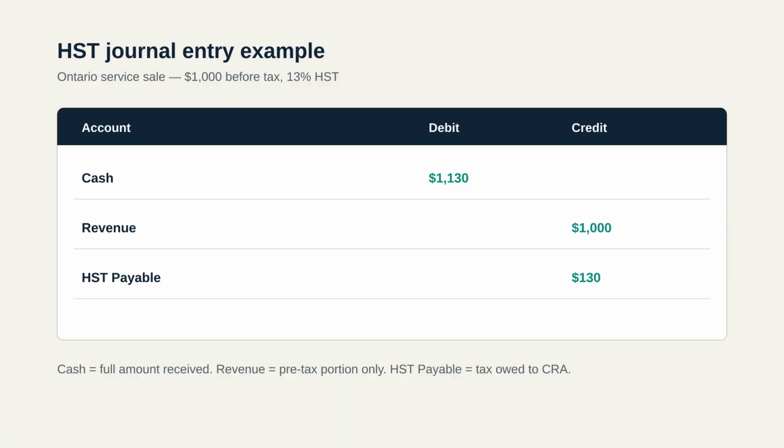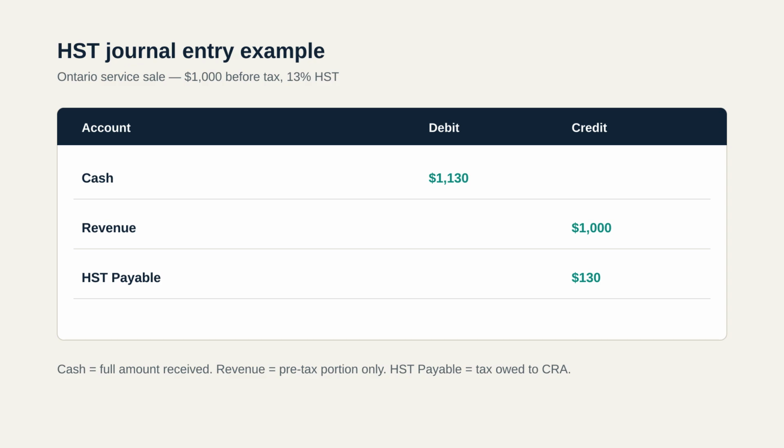A business in Ontario sells a service for $1,000 before tax. Ontario's HST rate is 13%, so the tax is $130, and the customer pays a total of $1,130. Here's the entry. Debit cash, $1,130. Credit revenue, $1,000. Credit HST payable, $130.